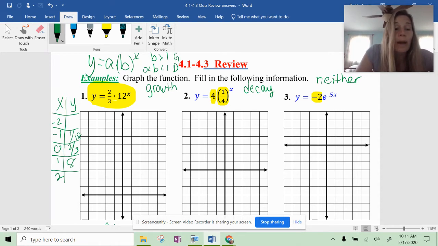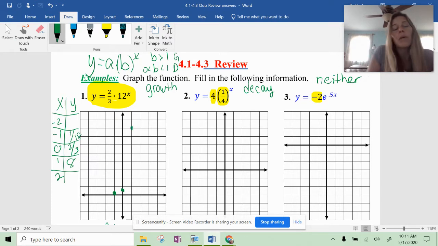Okay, so now graphing this here, I have -1 and 1 over 18, which is a very small decimal. Then I would have 0 and 2/3, and then 1, 8. 1, 2, 3, 4, 5, 6, 7, 8. Wait.